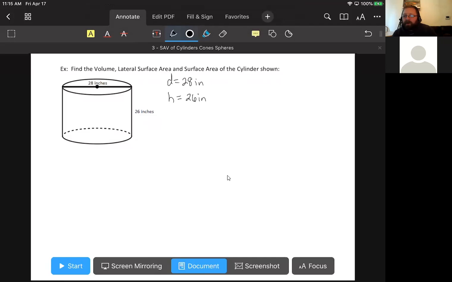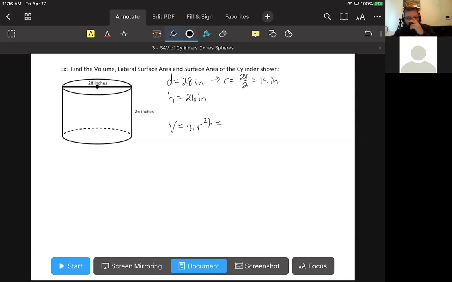So we need to remember that in any circle, if we're given the diameter, we can easily find the radius just by taking that diameter and dividing it in half. So if the diameter is 28, then the radius is 28 divided by 2, or 14 inches. Okay? So we have a radius of 14 inches, and we have a height of 26. We should be able to go straight into our volume equation, which is pi r squared h.